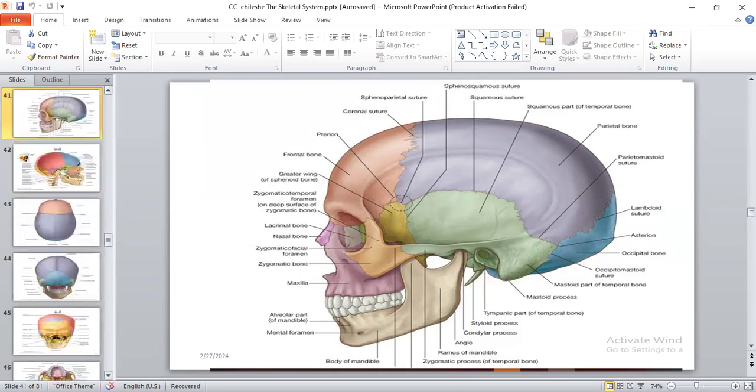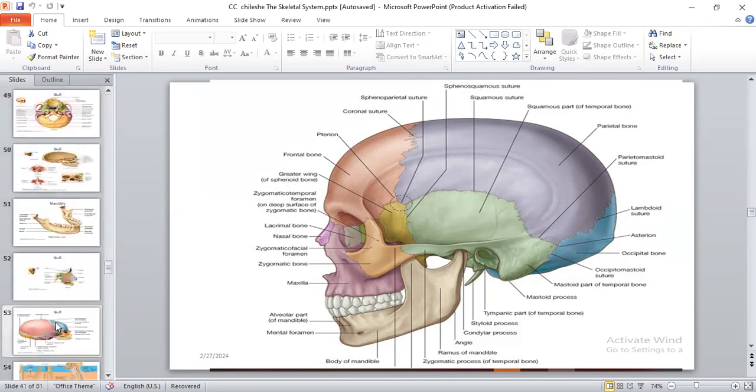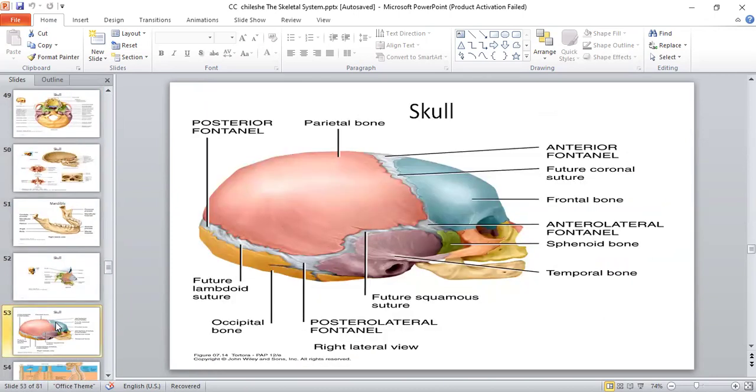There are, like I said, a lot of other sutures, but for now you can go ahead and take note of that. In the same regard, I would like for you to take note of the spaces that are here when a child is born. When a child is born, the bones of the skull are not completely fixed. They are not articulated as tightly as in a grown-up person. That is why when a child has increased intracranial pressure, their head starts swelling, because the sutures are not yet closed.